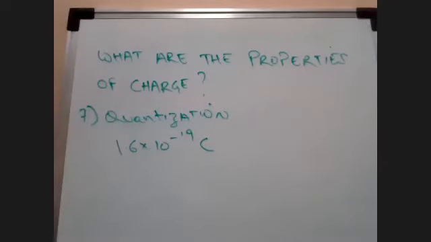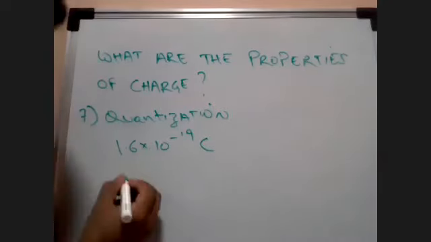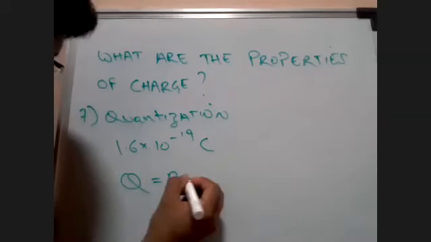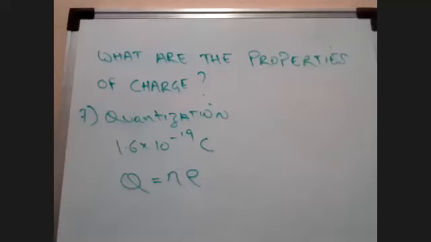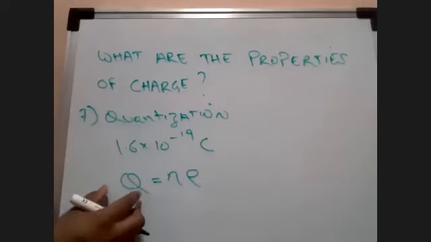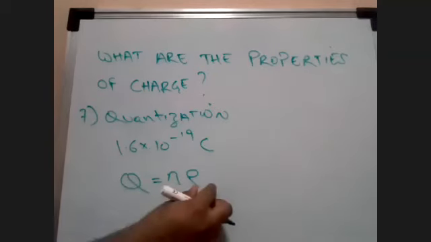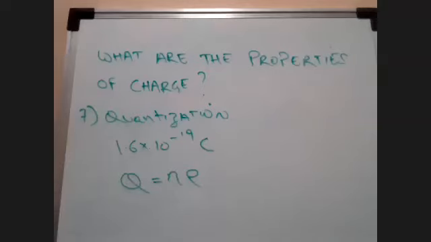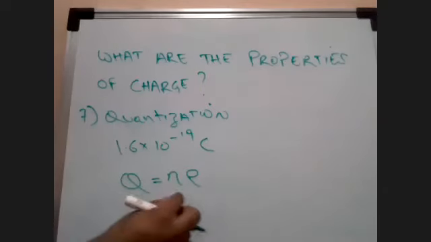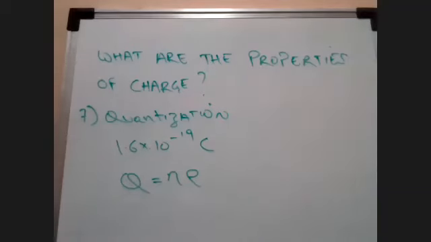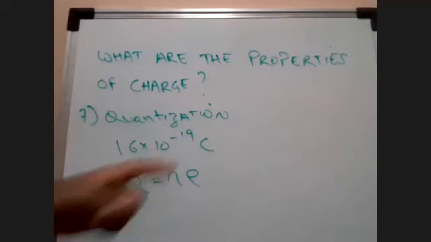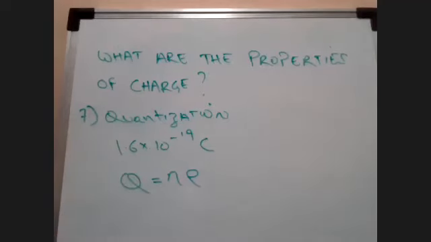And so you need to know that there is a formula which says Q is equal to N into E. The charge of a system equals the number of charges present into the charge of an electron, where E is equal to 1.6 into 10 raised to minus 19 coulombs. We'll see a question on this.